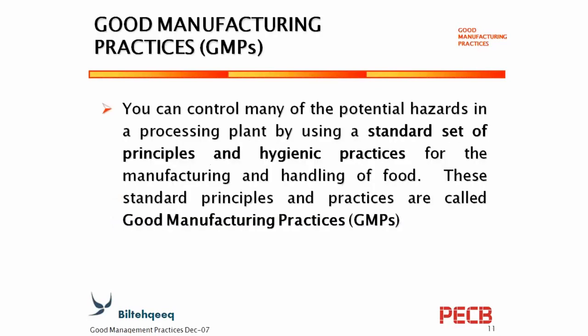And if we see the good manufacturing practice, using the good manufacturing practice, you can control many of the potential hazards in a processing plant by using a standard set of principles and hygiene practices for the manufacturing and handling of food. These standard principles and practices are called good manufacturing practices. So as we have talked about the SOPs and HACCP, these are basically the good manufacturing practices which we can apply to eliminate or reduce any hazards during our manufacturing processes of the food.